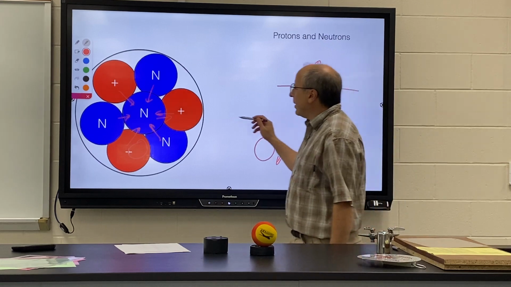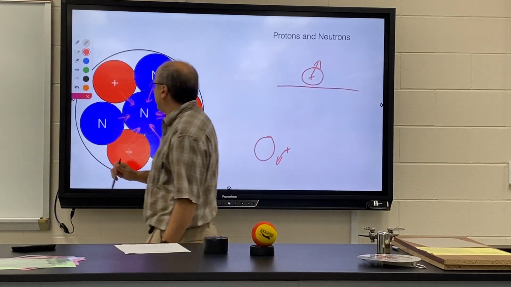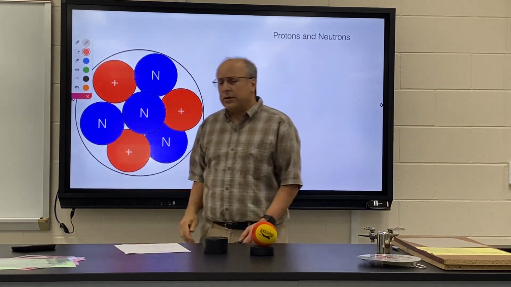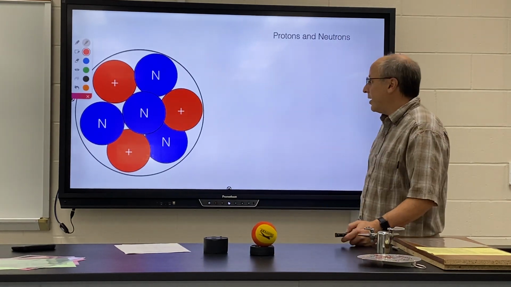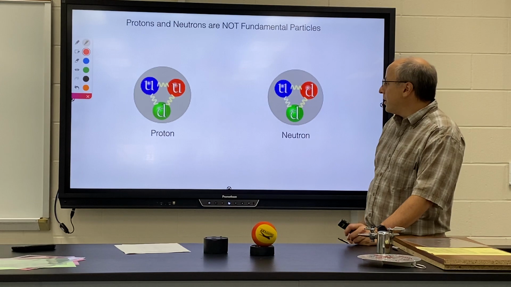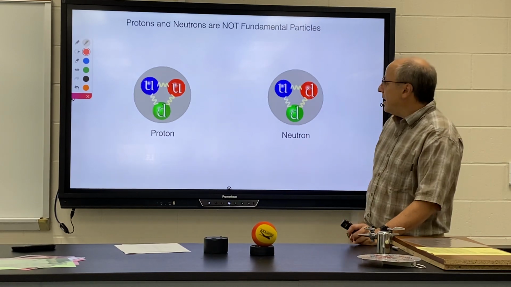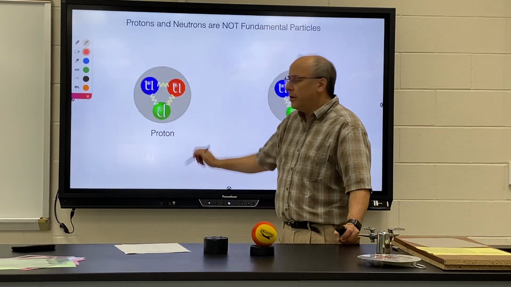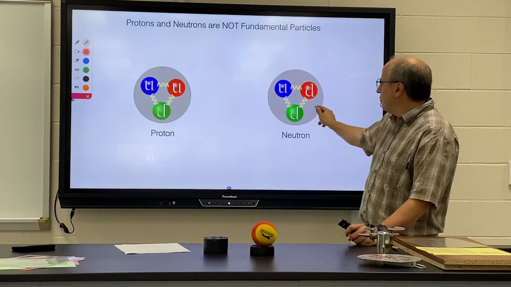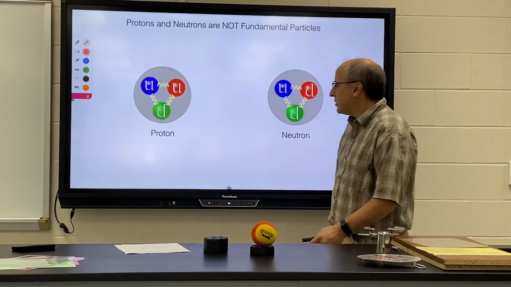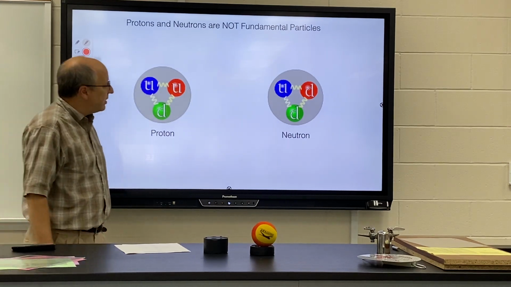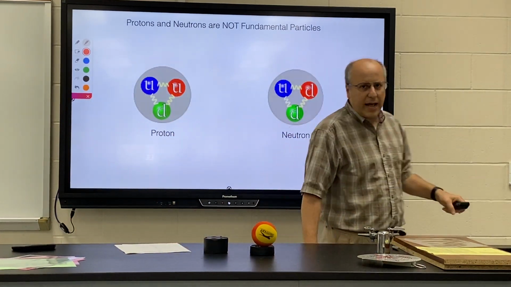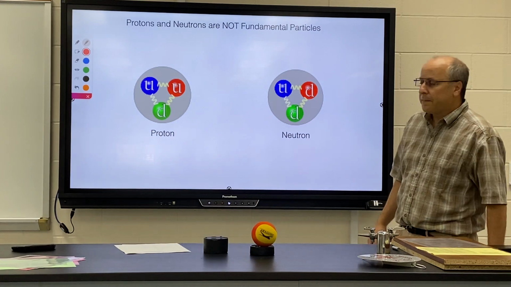I also want you to realize that protons and neutrons are not the final word. So there are actually smaller particles that make up the proton and the neutron. Those smaller particles are called quarks. It turns out that the proton is composed of 3 quarks and the neutron is composed of 3 quarks. With the proton, there are 2 up quarks and a down quark, and with the neutron, it's 2 down quarks and an up quark. All right?